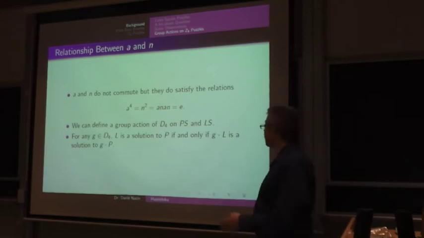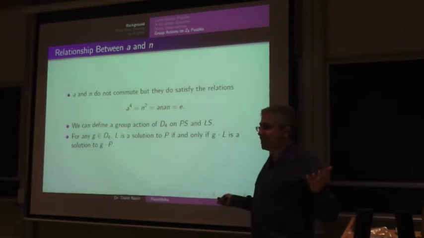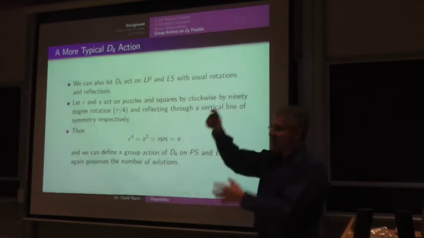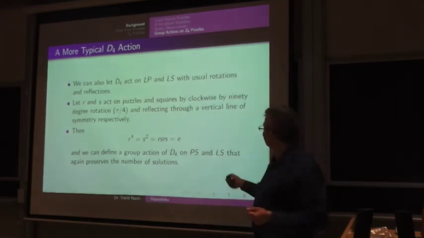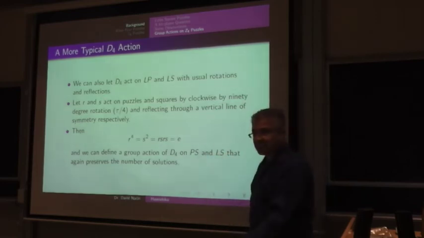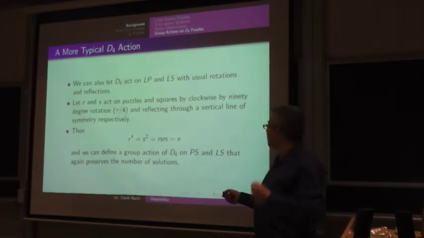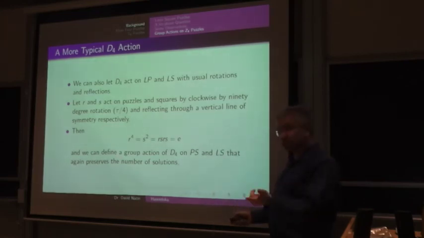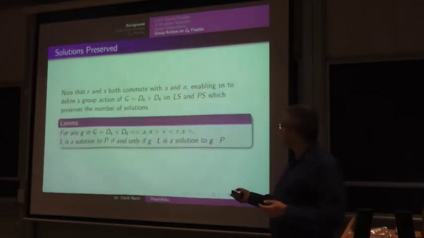You might be saying, well, isn't there a more obvious action of the dihedral group? And the answer is yes. We actually just let the dihedral group go by rotating and reflecting the puzzles. I'm going to let S be the reflection through the vertical line of symmetry in the center of the puzzle, and I'm going to define R to be rotation by 90 degrees. And now we have two different D4 actions that preserve the number of solutions.